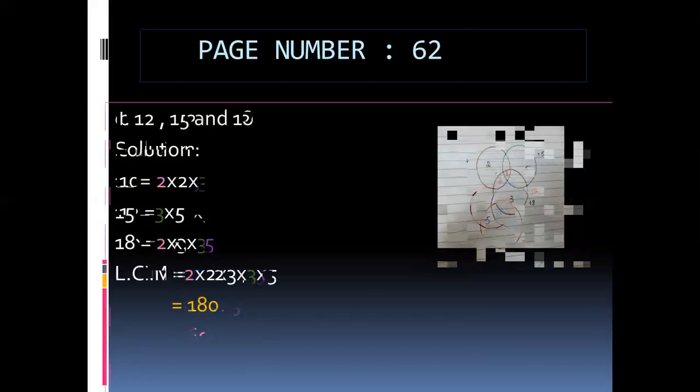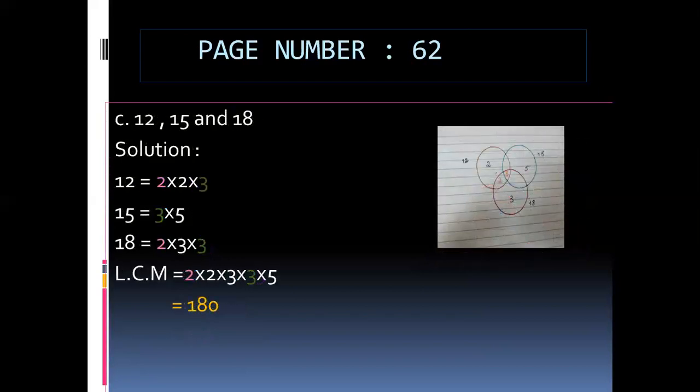In part C, 12, 15 and 18, the factors of 12 are 2 multiplied by 2 multiplied by 3. 15 is 3 multiplied by 5, and 18 is 2 multiplied by 3 multiplied by 3. Now only 3 is common. You see in the diagram and also in the solution. 3 is common in all these three, 12, 15 and 18. And 2 is common in 12 and 18.